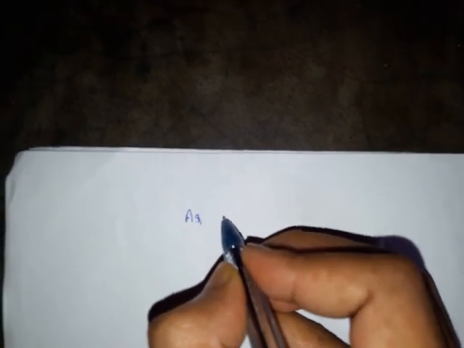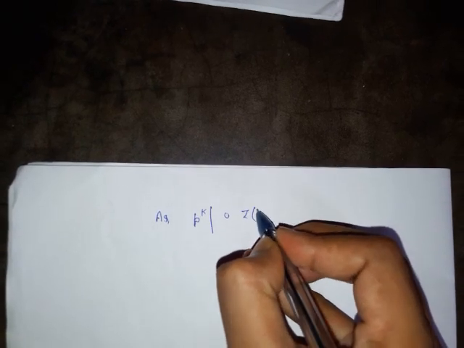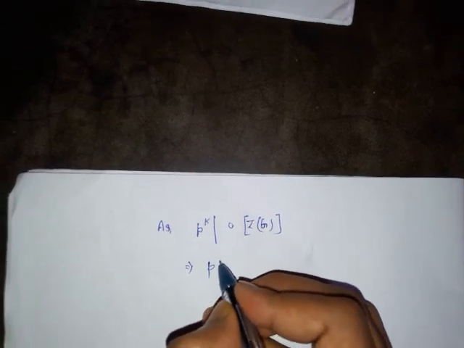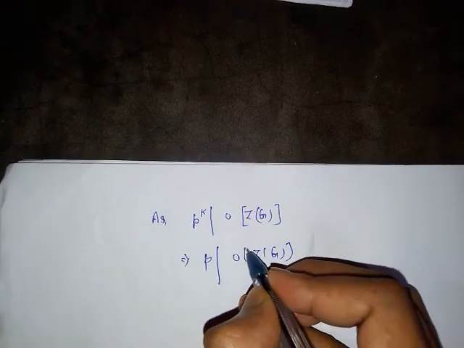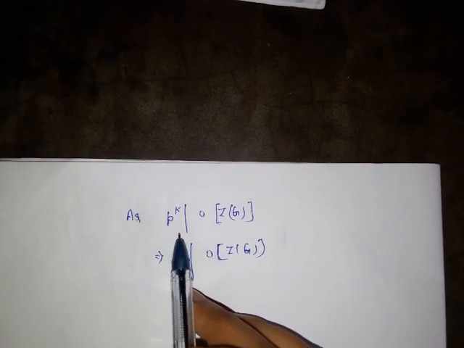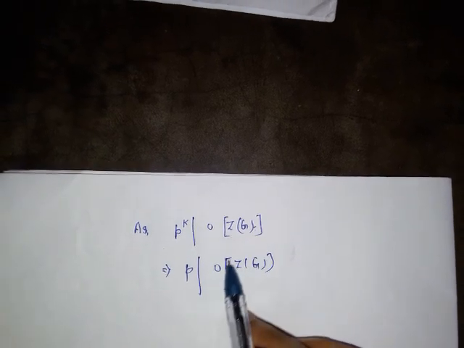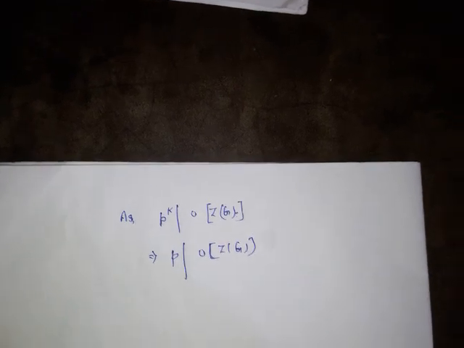Now as p raised to the power k divides the order of the center of the group G, this implies p also divides the order of the center of the group G, because if any power of a prime divides the order of any group G, then the prime raised to the power of 1 must divide the order of the same group.